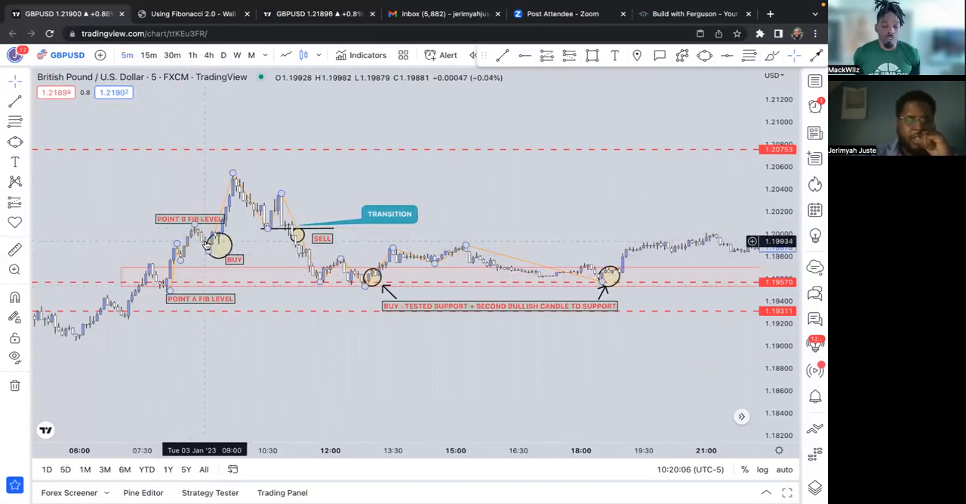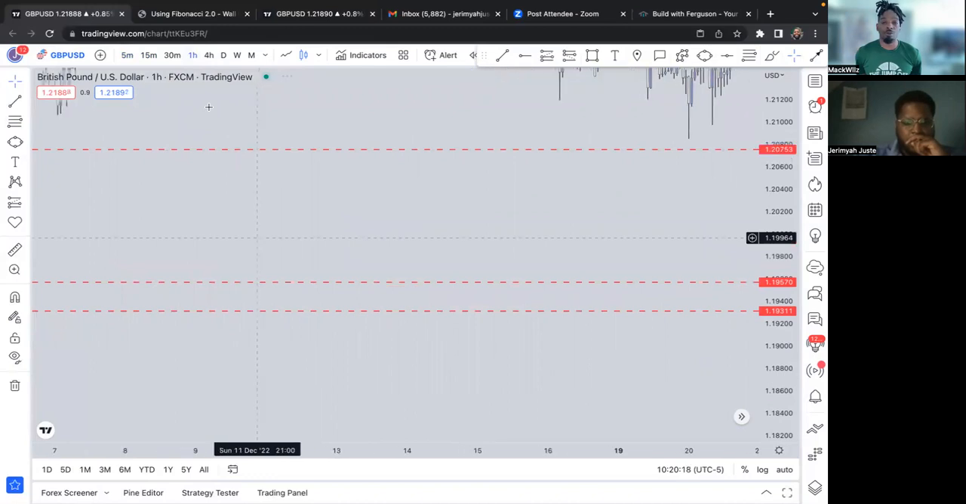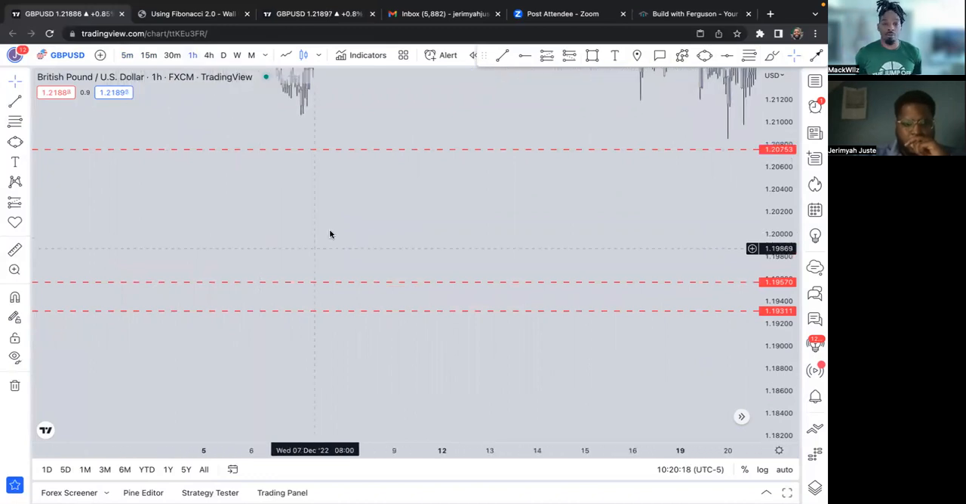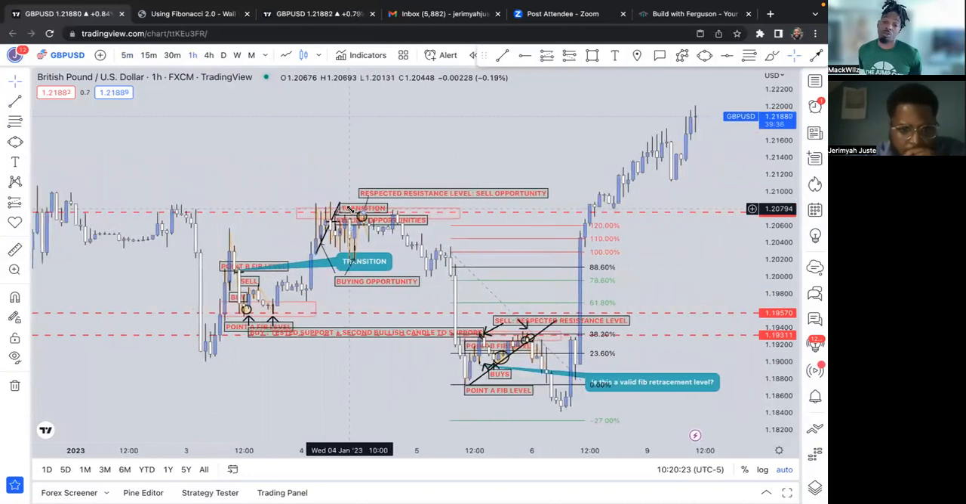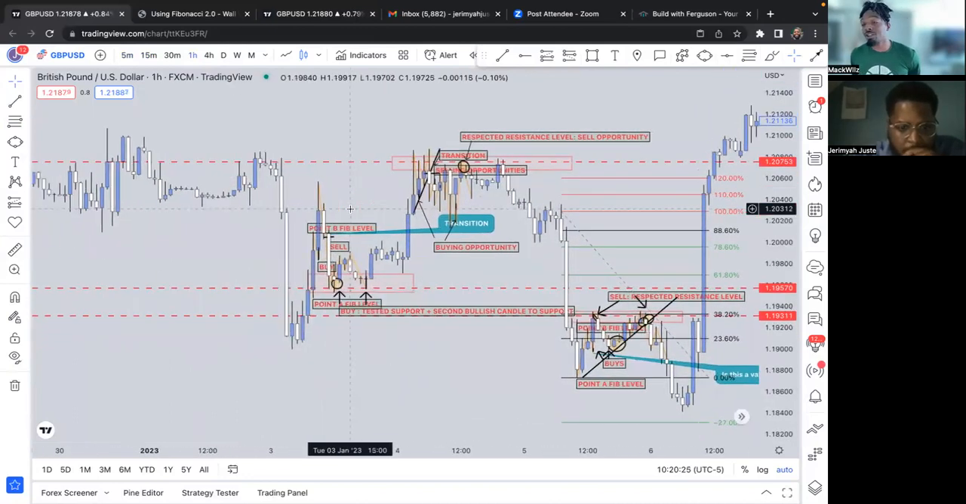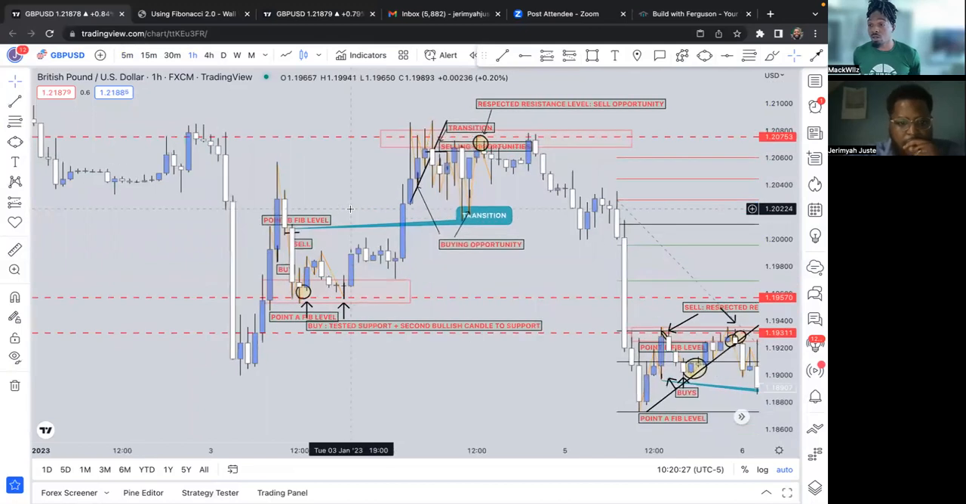I didn't really count this as a transition. So where are you basing everything? We're on M5 right now, but where are you basing your structure off of? Off of the 1 hour. So show me on the 1 hour first. Remember, we've got to see it on the higher time frame before we go down to the lower time frame, because being on the lower time frames too much, you'll get faked out as far as the data.